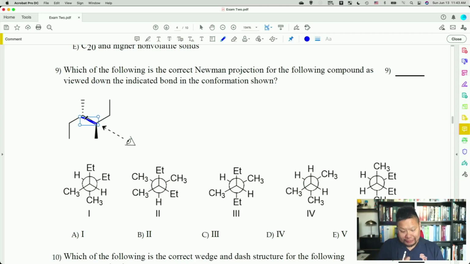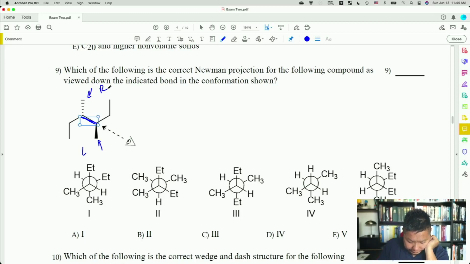Then you'll notice that whenever you have a solid wedge bond coming out, it's coming out of the paper on this side. For me, it's coming out on the left side, but you see a mirror image of me, so it will be coming out on this side. The point is, when you look down the bond, a solid wedge bond is going to the left side, and a dashed wedge bond is actually coming out on the right side. So this guy here, the solid wedge bond, should be on the left side, and this guy here should be on the right side of the Newman projection.